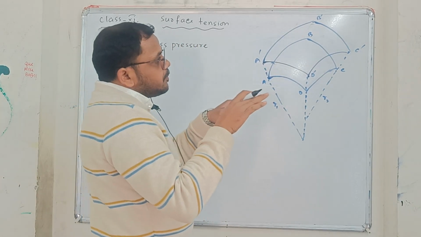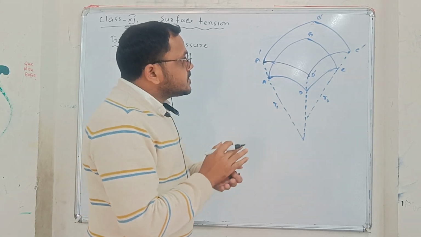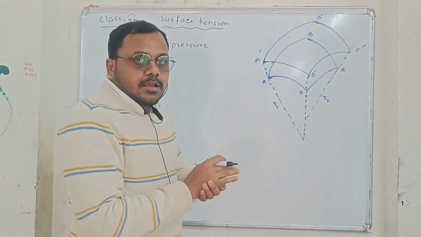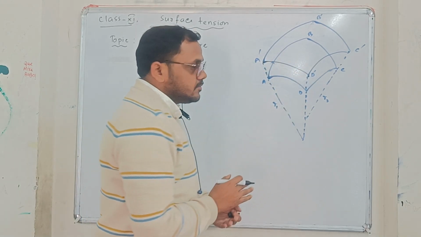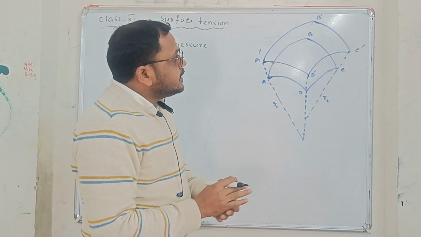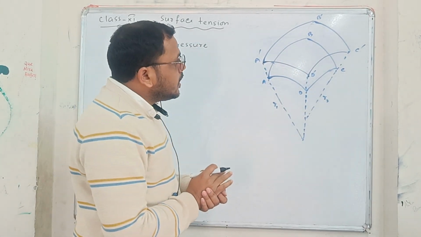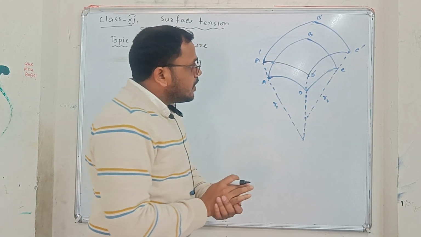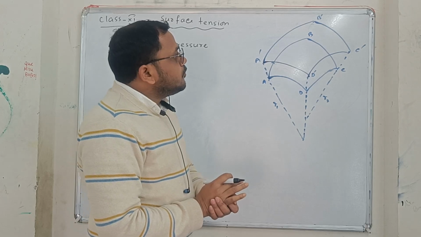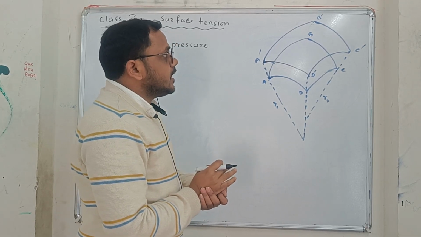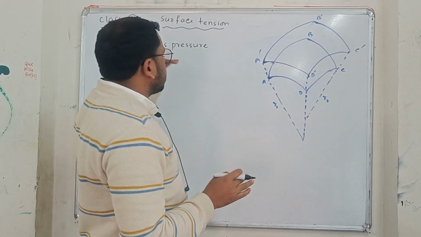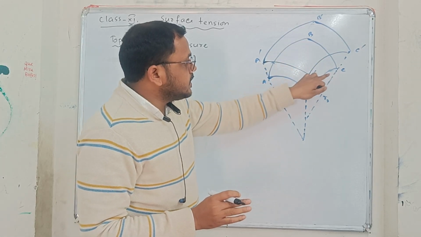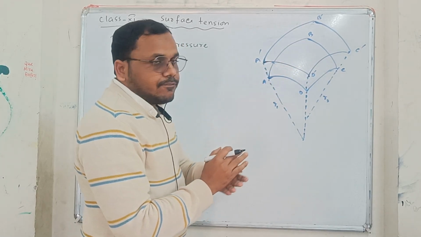If both pressures are the same, then the surface is always a plane. But this surface is a curved plane. That means we can say there is a pressure difference across the surface ABCD. So here we find the pressure difference, and that is called the excess pressure. This is the plane and this is the curved plane.